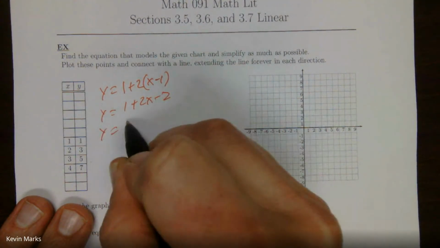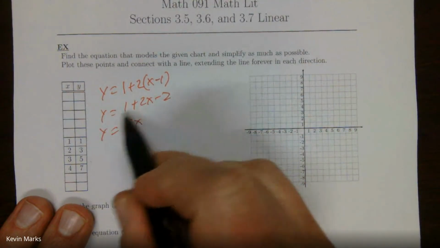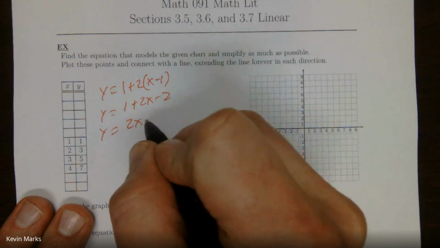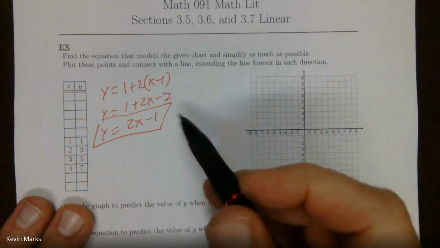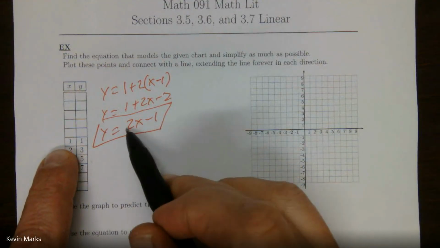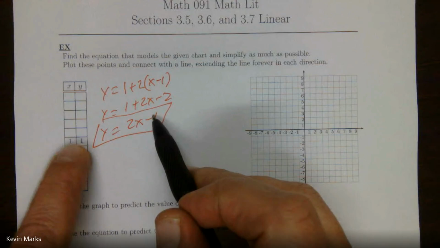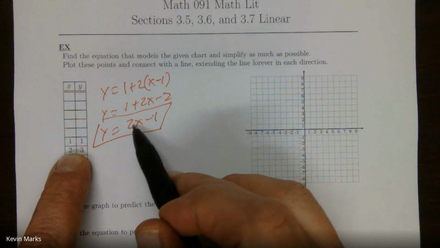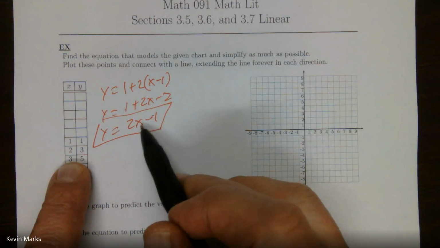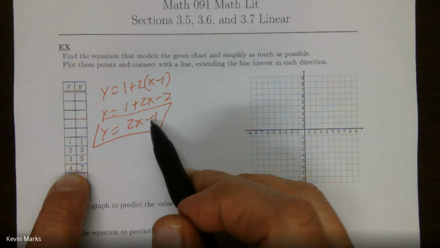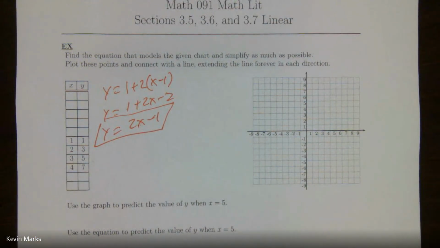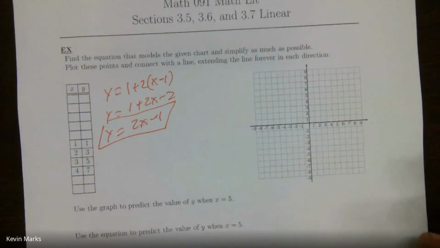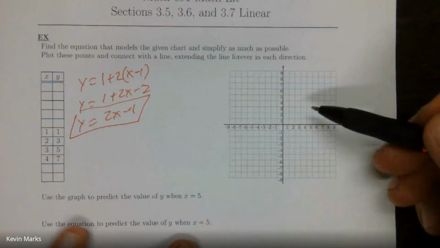Now when you combine your like terms, the 2x is just sitting there because it's not like anyone, but the 1 minus 2 would be negative 1. So that's as simple as it's going to get. Let's do a check. If you plugged in 1 for x, 2 times 1 is 2, minus 1 indeed is 1. Plug in 2: 2 times 2 is 4, minus 1 is 3. Plug in 3: 6 minus 1 is 5. Plug in 4: 8 minus 1 is 7. See, it's working.